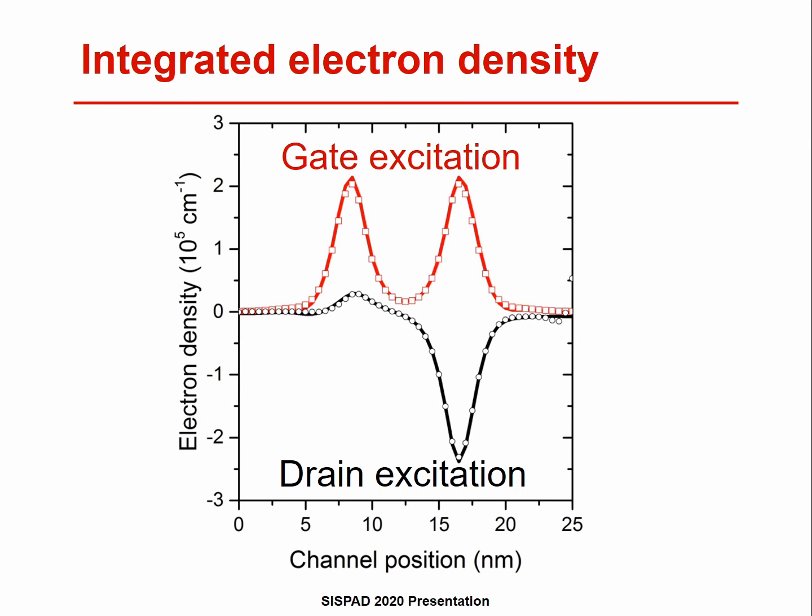Such good agreement of the terminal quantities is not accidental. The electron density integrated over the YZ plane also exhibits good agreement as shown in the figure. The red curve is for the gate excitation and the black one for the drain.